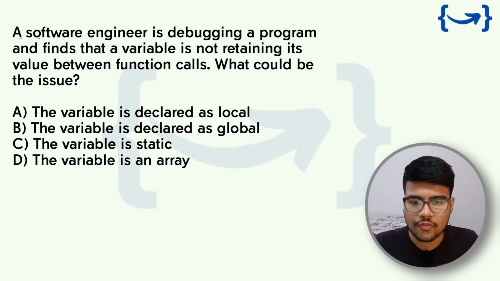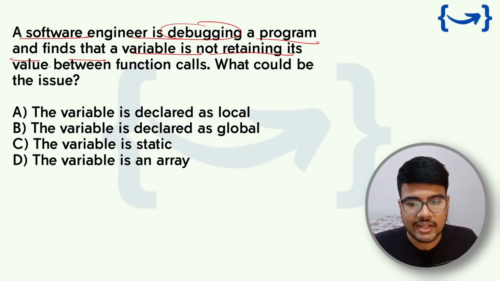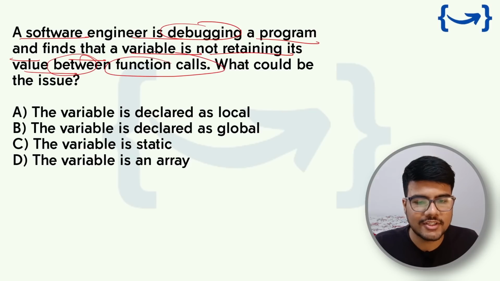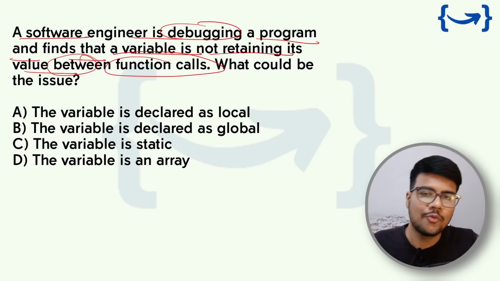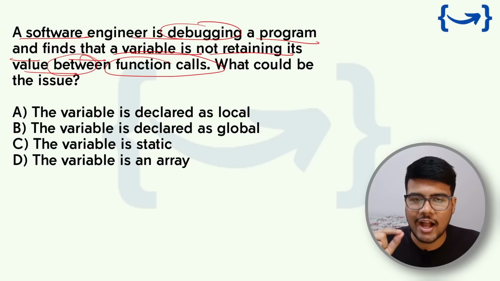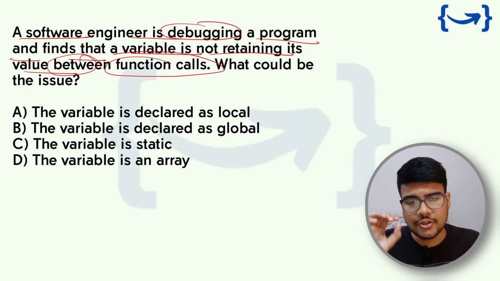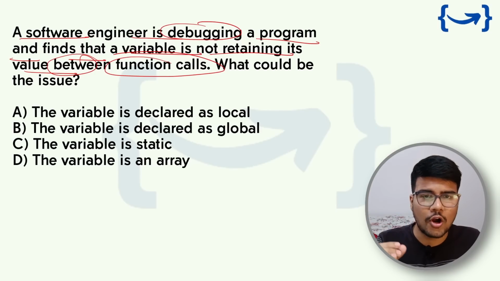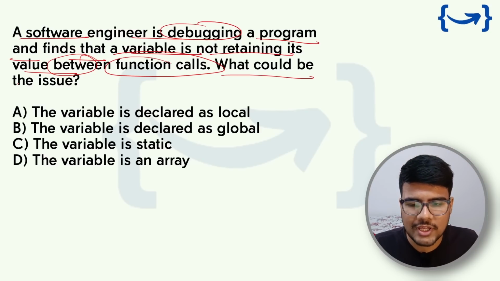Okay. A software engineer is debugging a program and finds that a variable is not retaining its value between function calls. Guys, I know what the option would be, because something struck my mind, and I know you are also a brilliant guy, you got the same thing in your mind. But if not, you are lagging behind in practice. After this question, you will get to know. So what could be the issue?